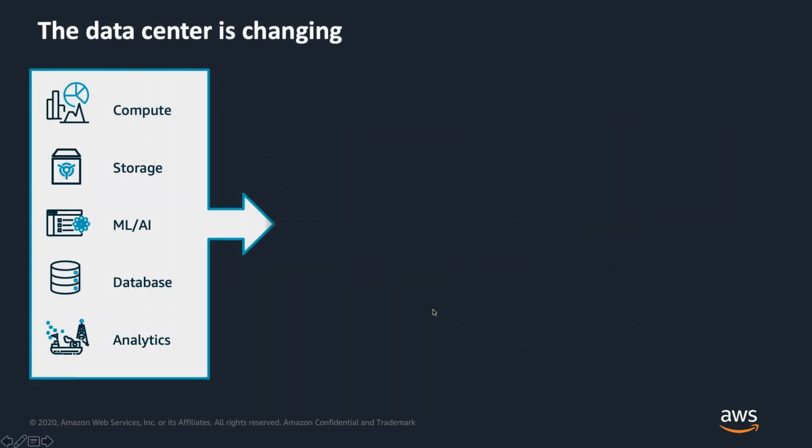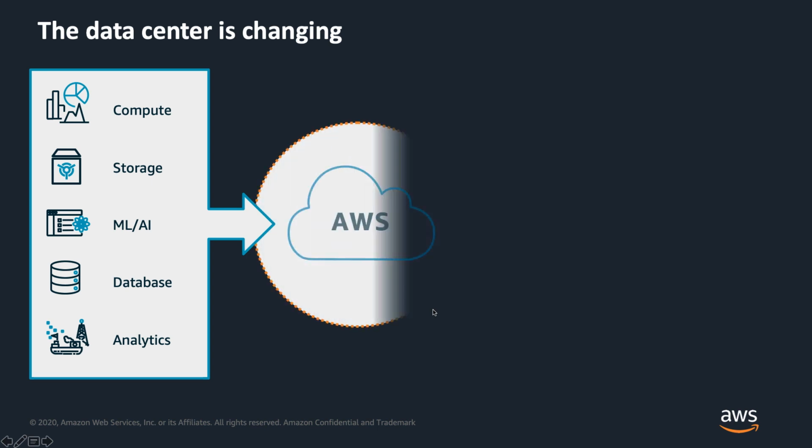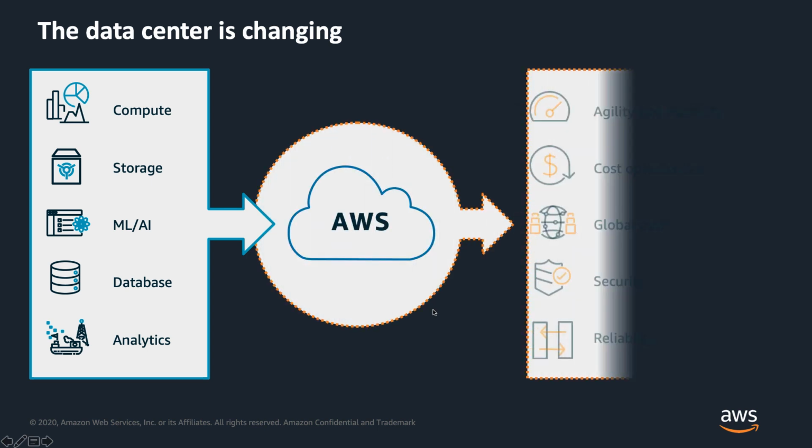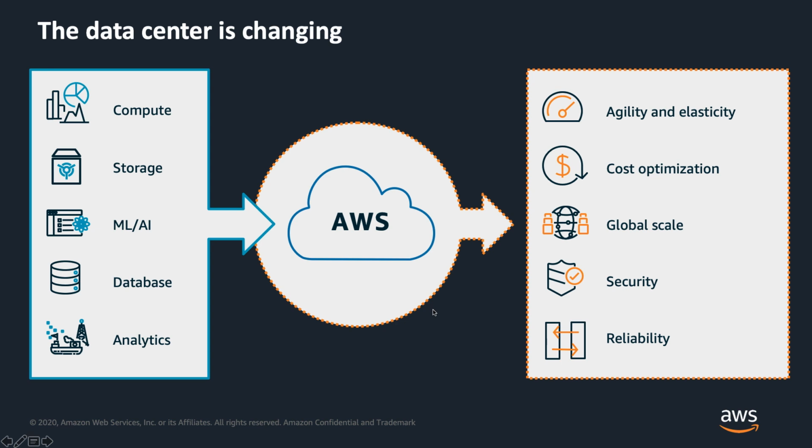And the reality is that the world is changing, data centers are changing, and millions of customers are actually moving to AWS. Startups, big enterprises, and even public sector, universities. And they're typically doing that for 5 core reasons. And the first is agility and elasticity.